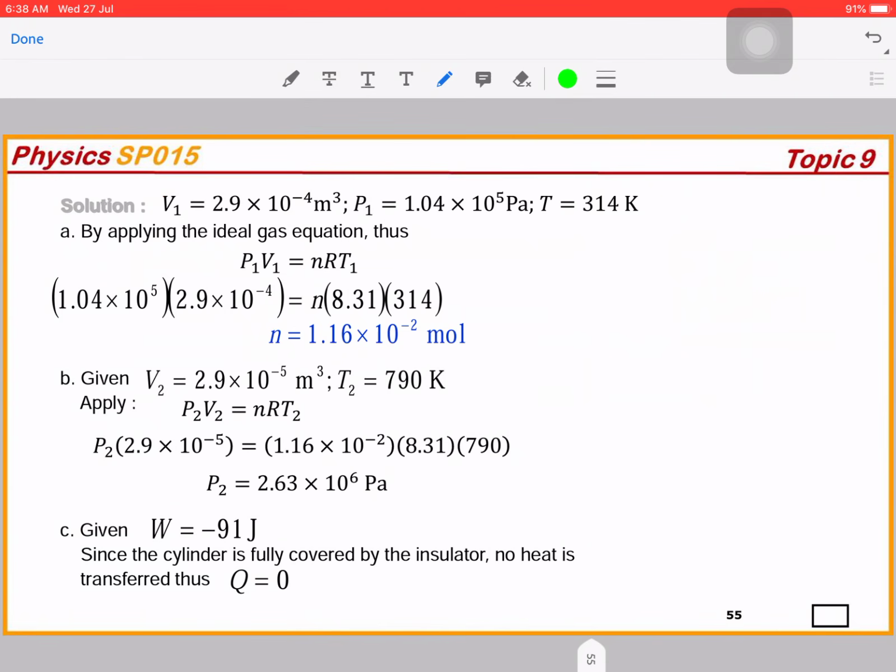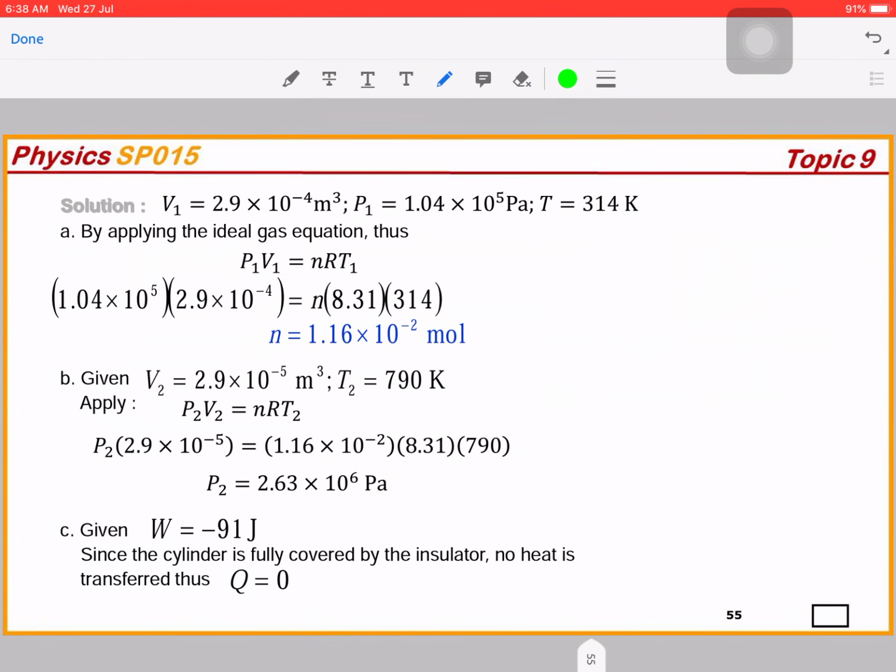Okay, so solution by applying the ideal gas equation. P1 V1 is equal to nRT1. Substitute the values, you will get n is equal to 1.16 times 10 to the power of negative 2 mole. Okay, next, nak cari P, right?